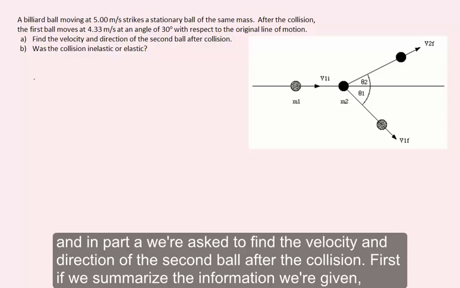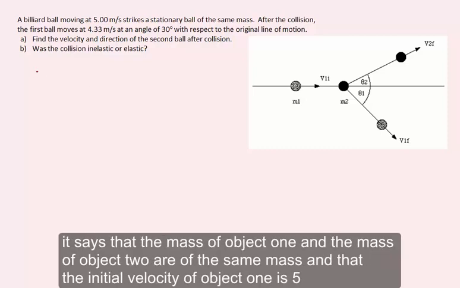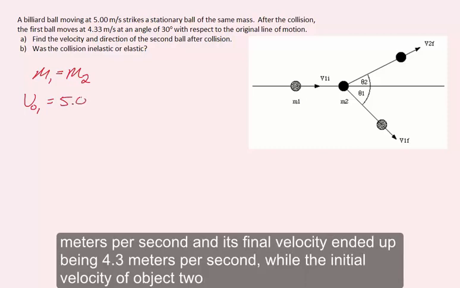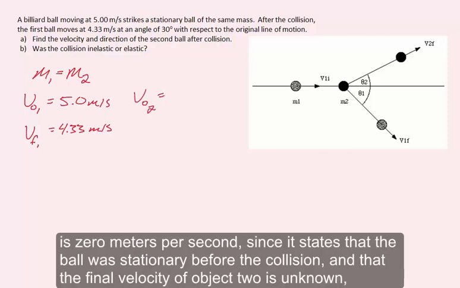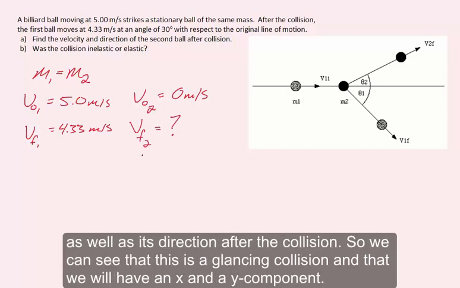First, if we summarize the information we're given, it says that the mass of object 1 and the mass of object 2 are the same, and that the initial velocity of object 1 is 5 meters per second, and its final velocity ended up being 4.33 meters per second, while the initial velocity of object 2 is 0 meters per second, since the ball was stationary before the collision, and that the final velocity of object 2 is unknown, as well as its direction after the collision.